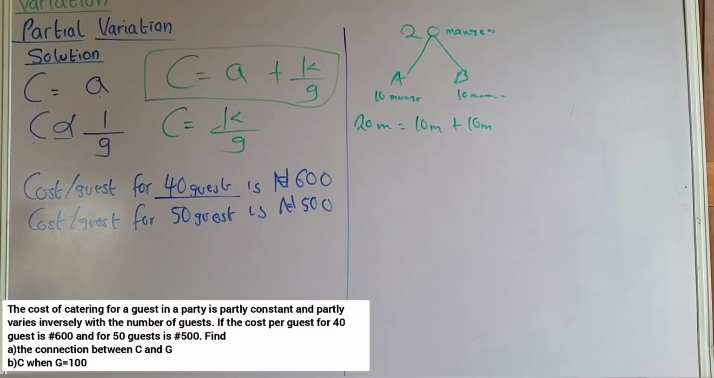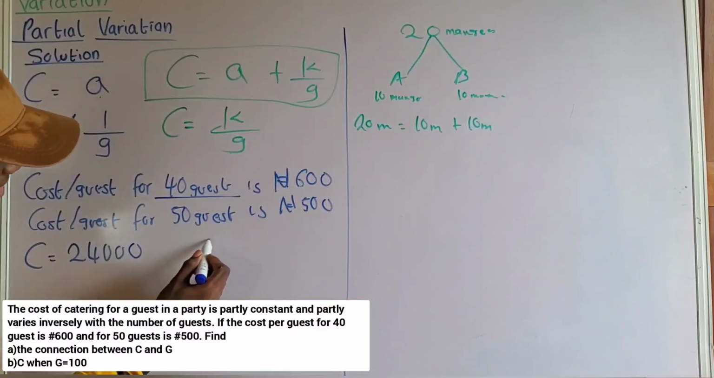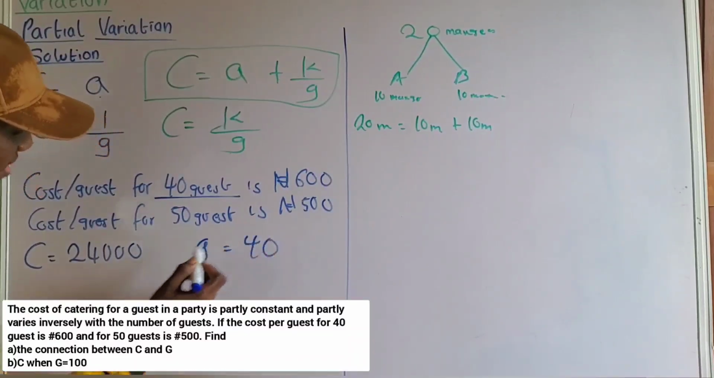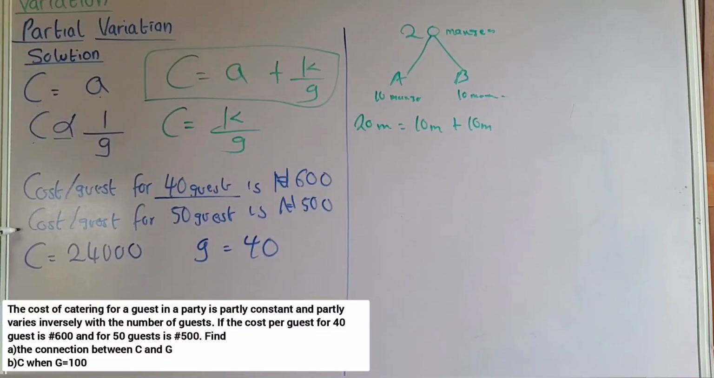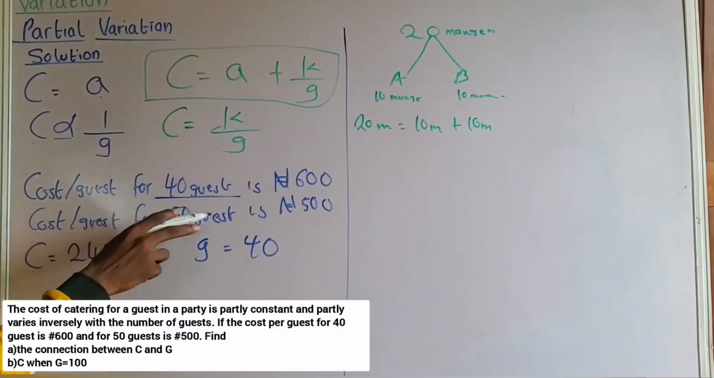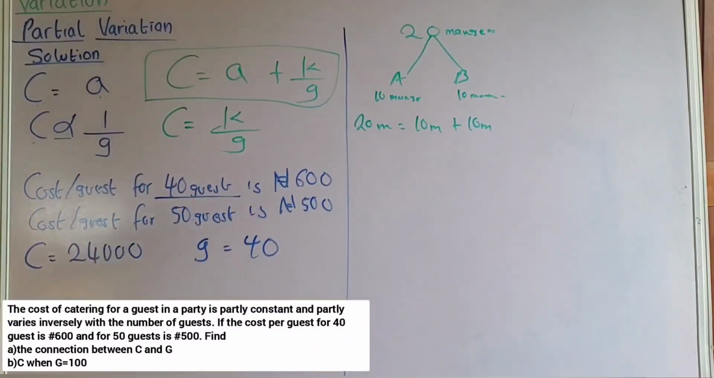Now, the cost of a single guest is 600 naira. Now, we are entertaining 40 guests. That means I'm going to have 40 times 600, right? That is 24,000 naira. So, C is 24,000 naira when the guests are 40. Are you getting it? Now, for the second statement, we have the cost per guest for 50 guests is 500 naira. That is the cost of each guest. So, when we entertained 50 guests it is 500 naira.